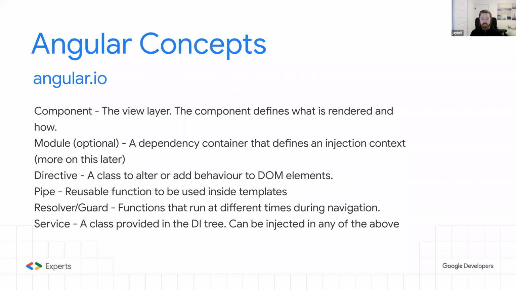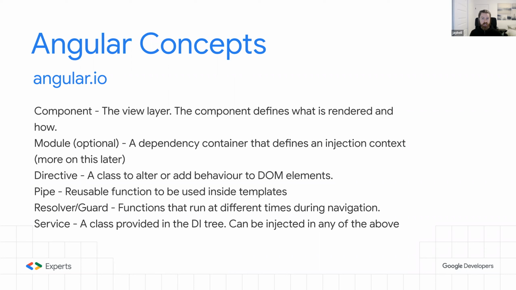Pipes, these are reusable functions that can be used inside templates. So say you have some input to your component, but in the template, before you display that data, you want to format that data to look a different way or function a different way. Like maybe you want a number to not show any decimals.